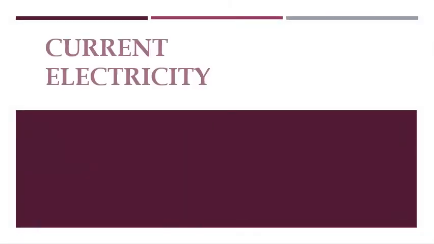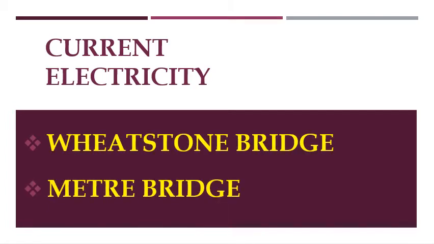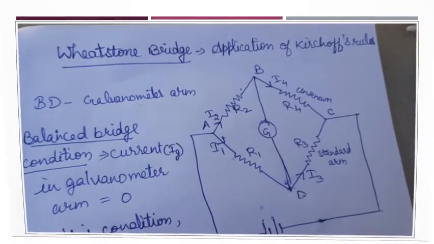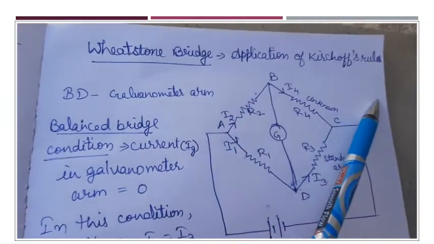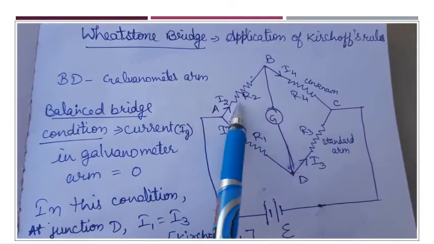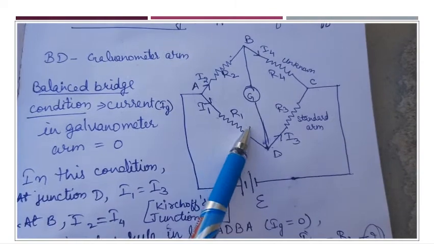Current electricity. Topics covered: Wheatstone Bridge, Meter Bridge. Okay, so Wheatstone Bridge is an application of Kirchhoff's rules, and the circuit of Wheatstone Bridge is as shown.